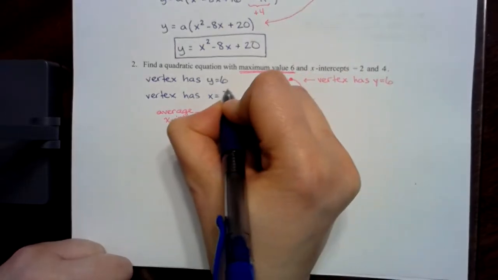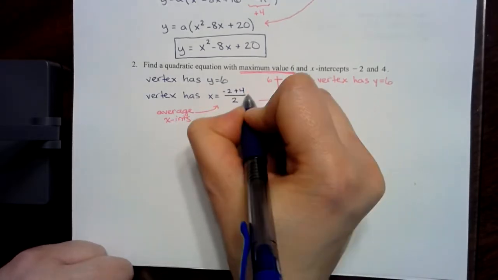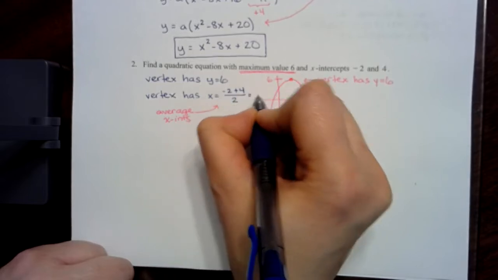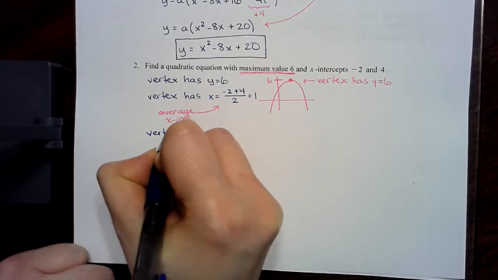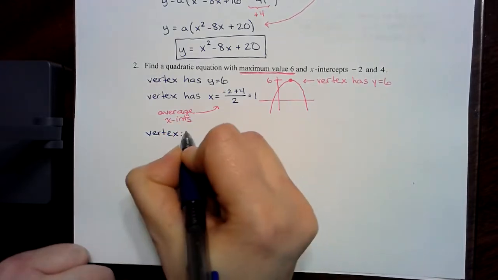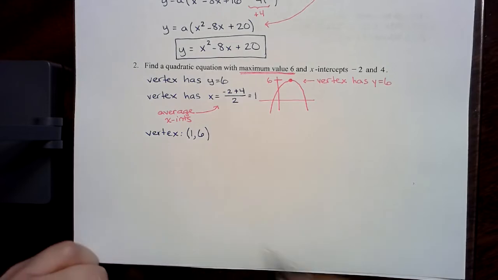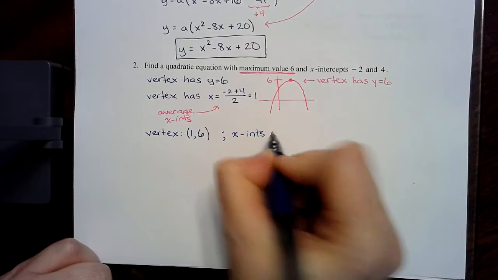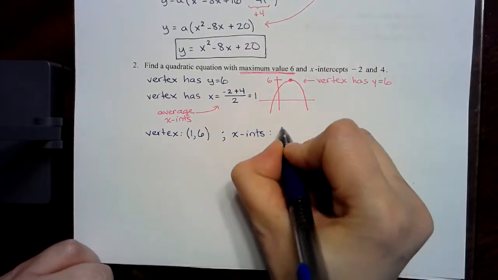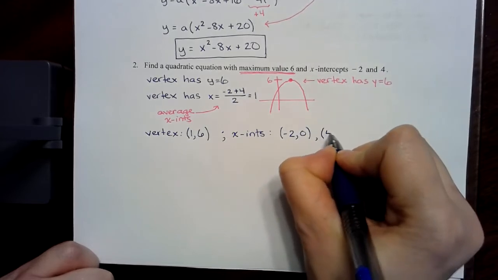So I'm going to put -2 plus 4 all divided by 2. -2 plus 4 is 2, divided by 2 is 1. So that gives me a vertex of (1, 6). And I also have some other information. I'm given x-intercepts, which means that I have two other points, (-2, 0) and (4, 0).